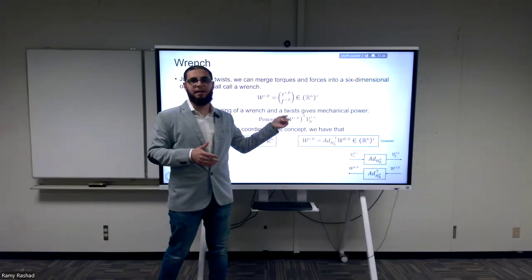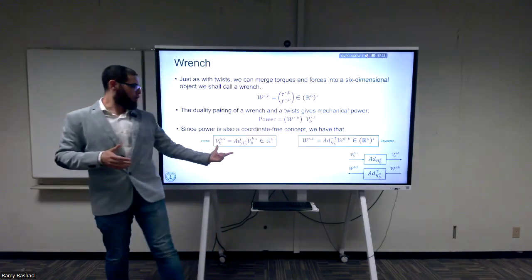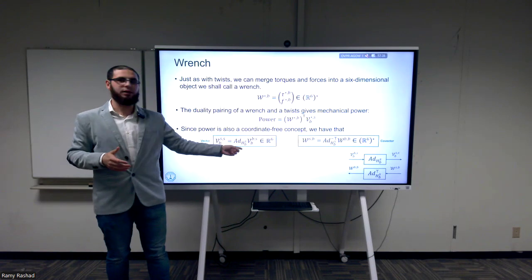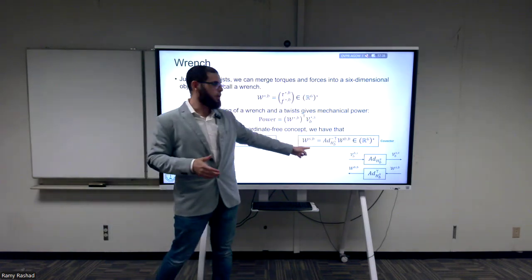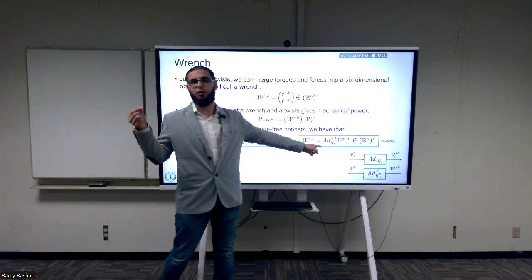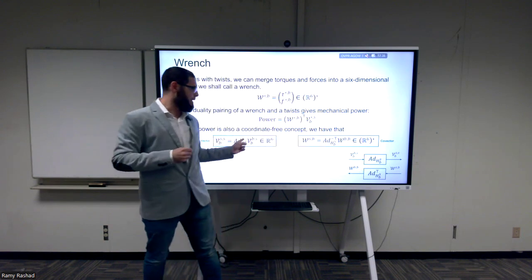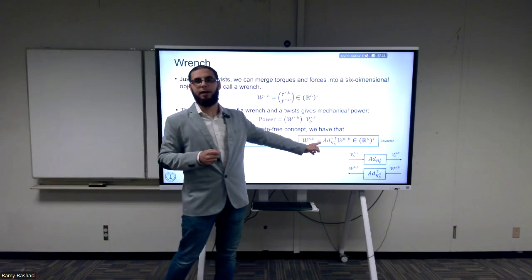And again, just play the same trick. Try to look at the power from the B frame and from the S frame. You're going to find that twists change coordinates in this way, while wrenches change coordinates in that way, which means that they are not the same object. They don't live in the same space. We cannot treat them in the same way. This is known as a vector. This is known as a covector.